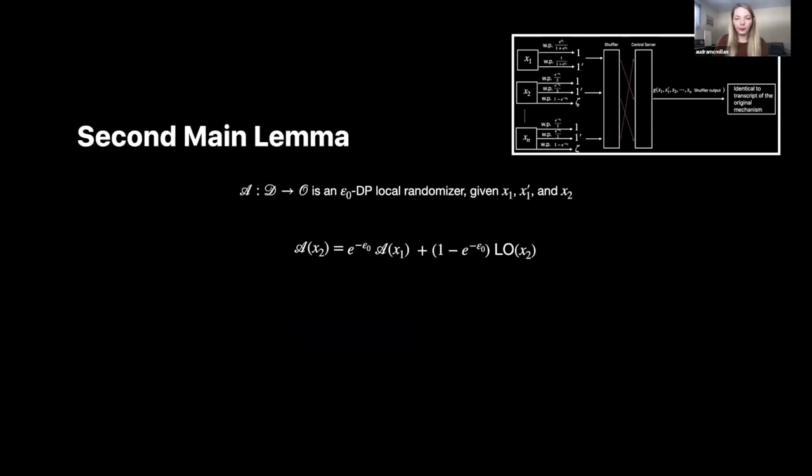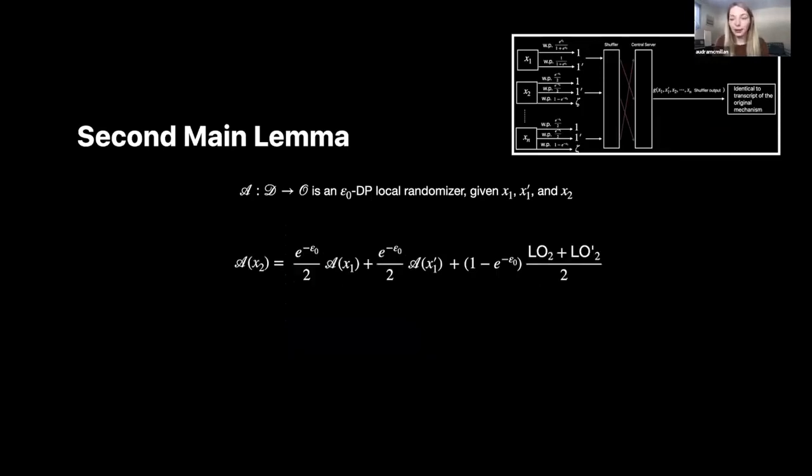Okay. So I have A of x2 decomposed like this now. I can do the same decomposition with x1 prime, because A of x2 and A of x1 prime, of course, are also epsilon indistinguishable. Now I can write the average of these two things and say A of x2 does the same thing as A of x1 sometimes, does the same thing as A of x1 prime sometimes, and sometimes it does its own thing. The amount of time that it does its own thing is just 1 minus e to the negative epsilon.